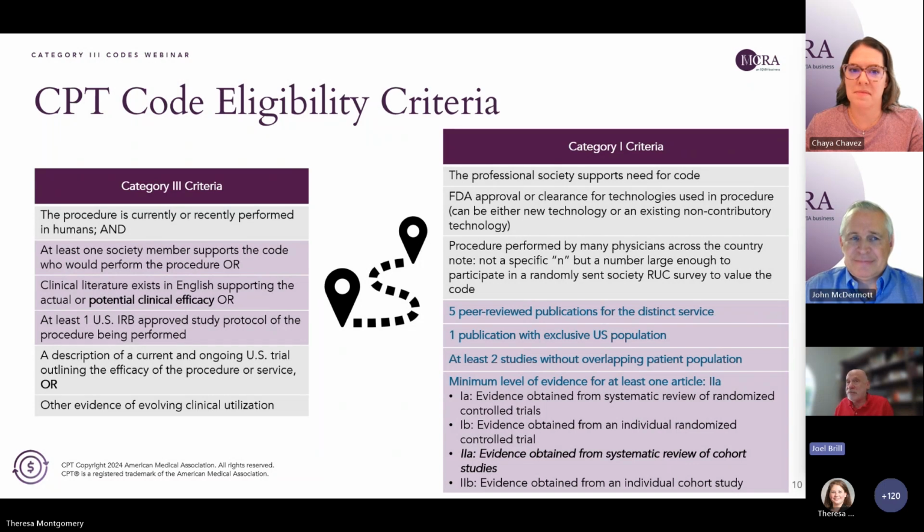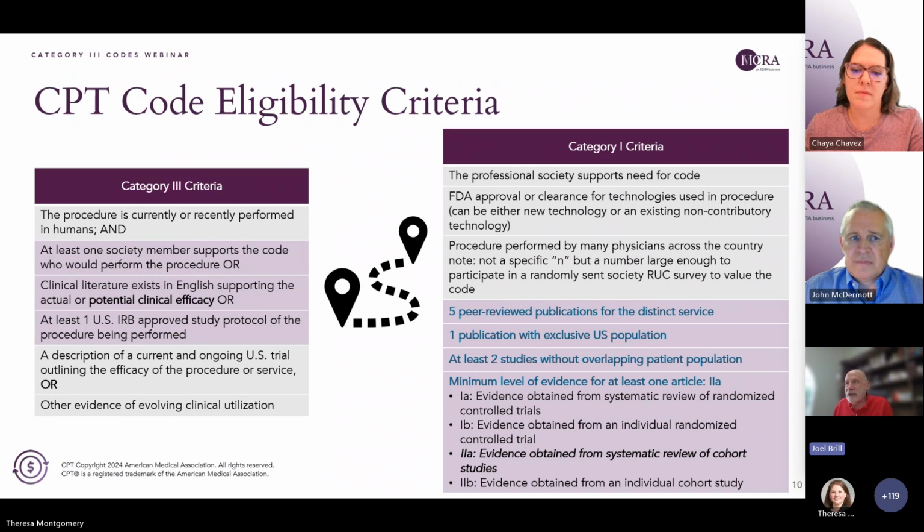And so it may be less than 2 years from Category 3 to Category 1. On the other hand, we do have some codes that are still Category 3 from the beginning of time, from the beginning of this century, when Category 3 codes were first developed.